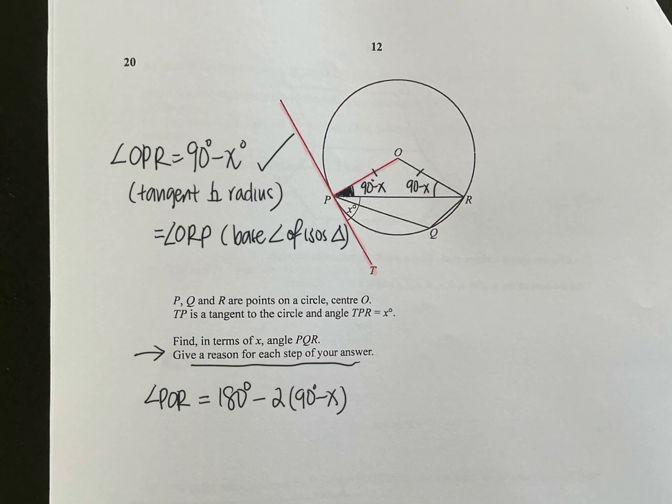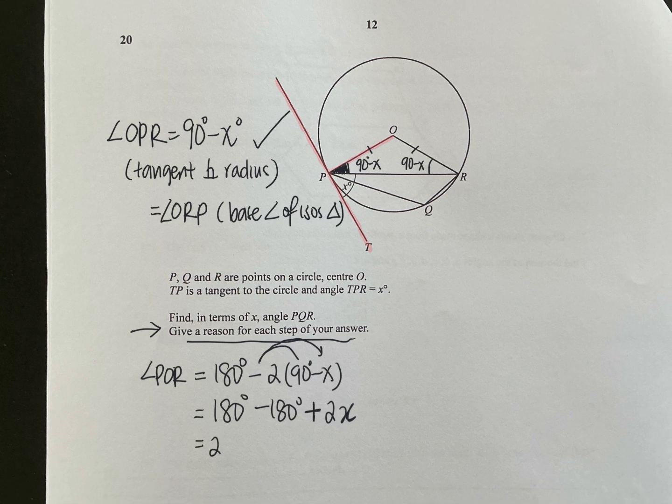Okay, so this is the algebra that you all make mistakes with. Minus 2 times 90 is minus 180. Minus 2 times minus x is positive 2x. So you end up with this angle being 2x. So this is also an isosceles triangle. So if you write it like that, we will accept it also. This is 2x.